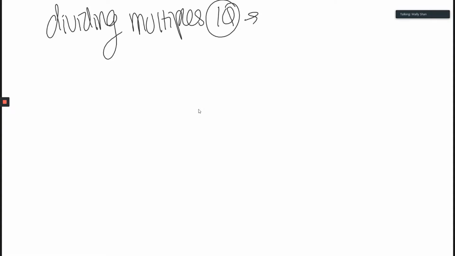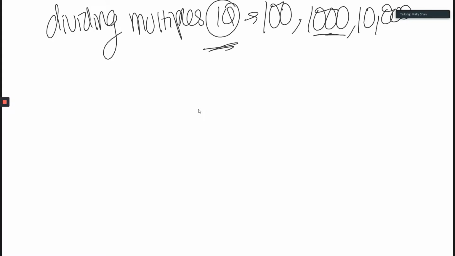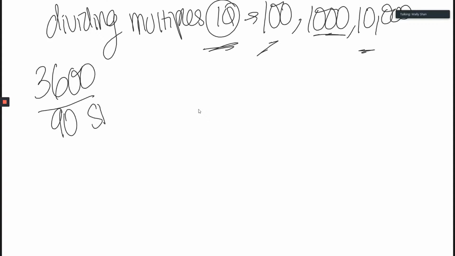Whenever we divide a number that ends in 1 or more zeros, so dividing by multiples of 10s or 100s or 1,000s or 10,000, it doesn't matter because they all end in zeros, it's useful to relate this concept of division back to multiplication. So let's say we divide 3,600 apples by 90 students. So we're going to say apples by students. You can fill in the blanks of this equation. We try to find out what the answer is. We'll say that's x.